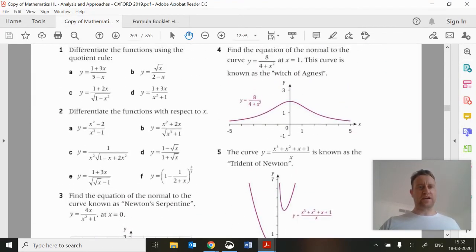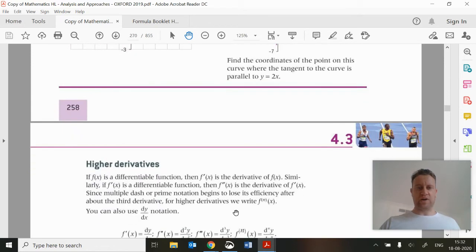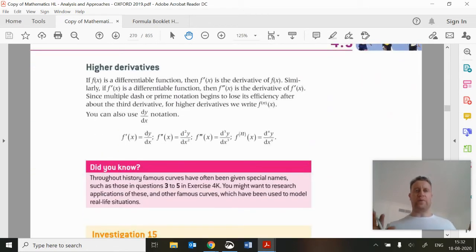We've just done 4K, we're about to do 4L, and 4L is all about higher derivatives. So we've differentiated once. What happens when we differentiate again? Can we differentiate again? How many times can we differentiate? What's the meaning of that graphically?